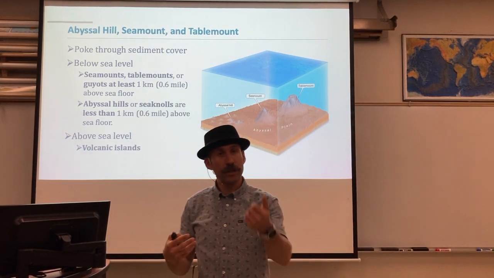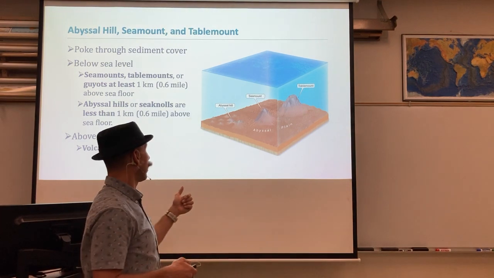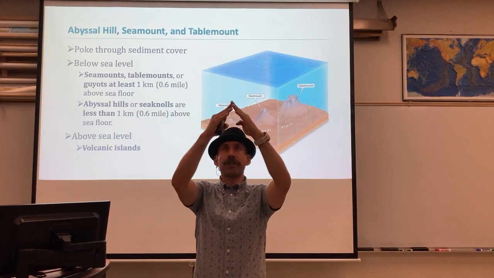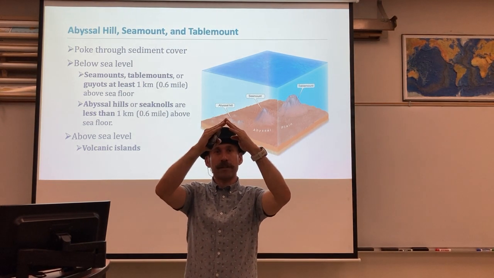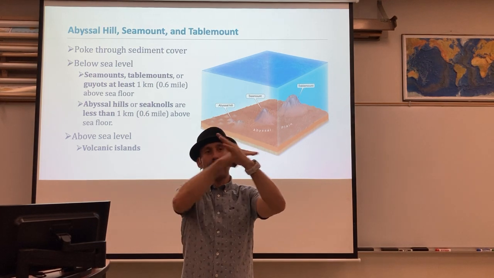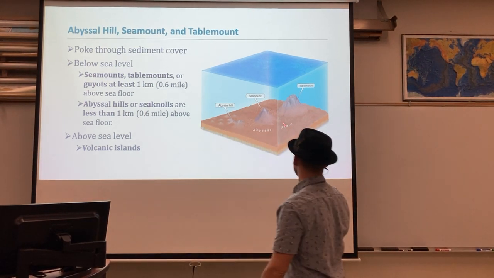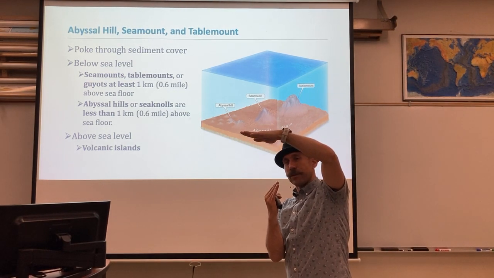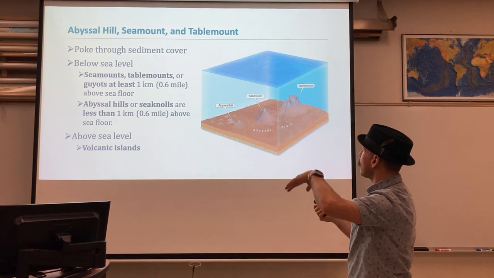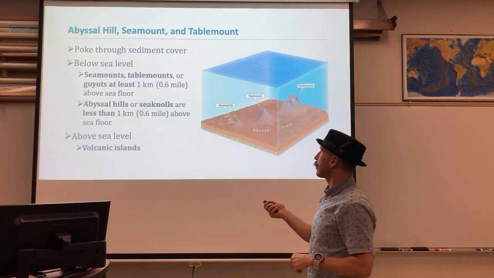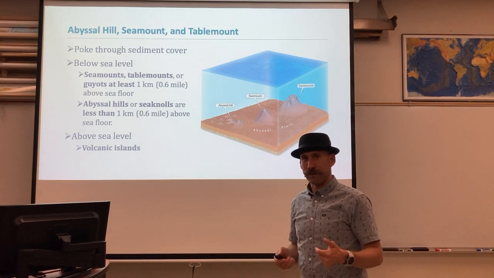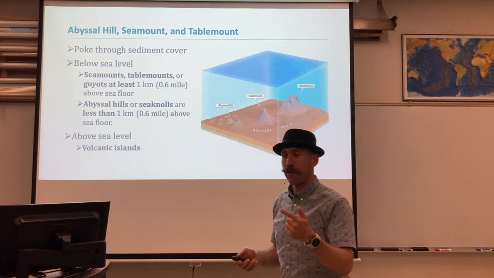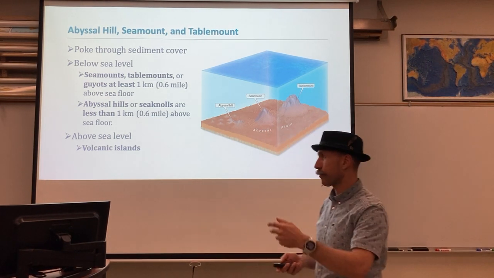Features that we do see on abyssal plains: table mounts. When a volcanic island breaches the surface of the water, we call it an island. As it erodes, it will be eroded flat on top, and that's called a table mount. If that volcanic island never makes its way to the surface, we call it a seamount. And if it's just a little bit of a hill, less than a kilometer, we call it an abyssal hill. So, features classified by form and process.